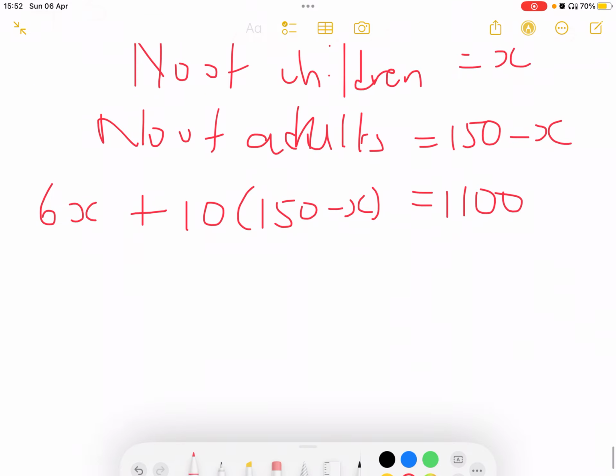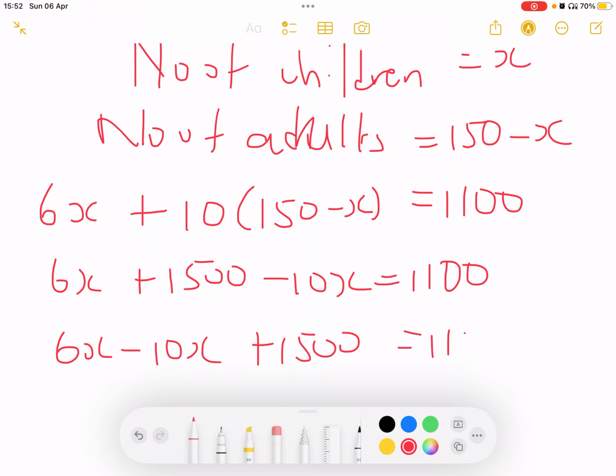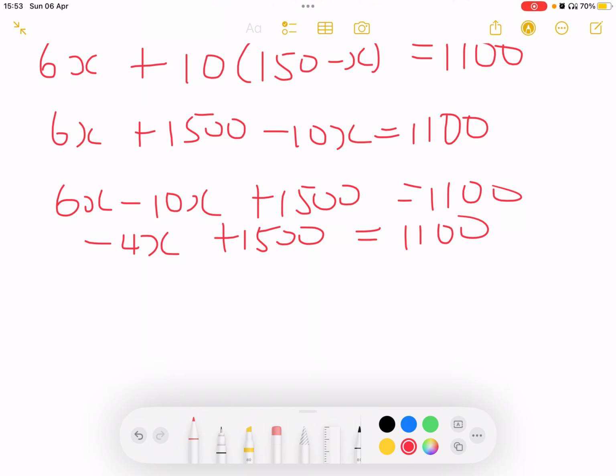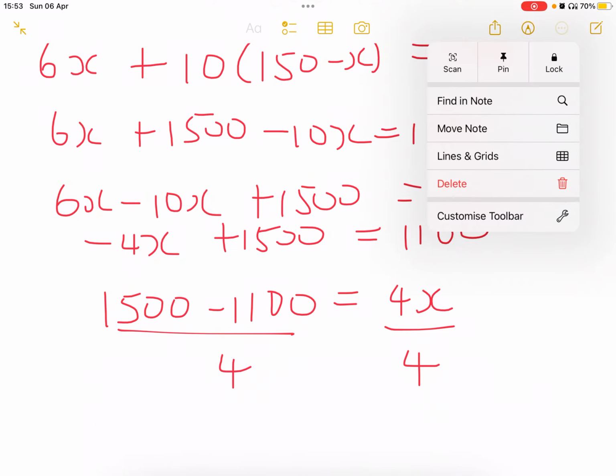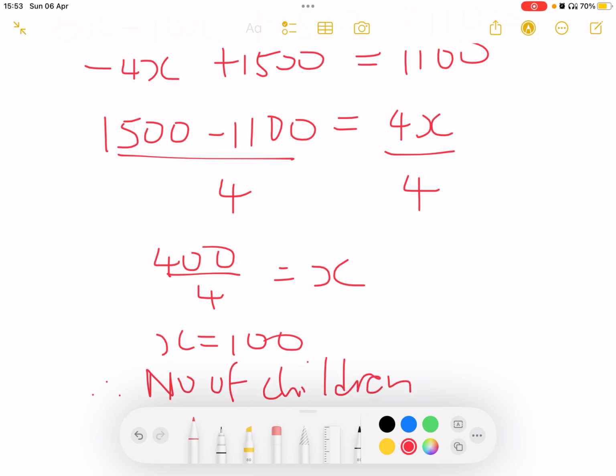So now we have to solve for x. This is 6x plus 1,500 minus 10x equals 1,100. Now we can group and say 6x minus 10x plus 1,500 equals 1,100. And you get minus 4x plus 1,500 equals 1,100. So we can take the minus 4x to the right-hand side and the 1,100 to the left-hand side so that we get 1,500 minus 1,100 equals 4x. Then we divide on both sides by 4, because this becomes 400 over 4 equals x. So x equals 100. And therefore the number of children attending is 100.